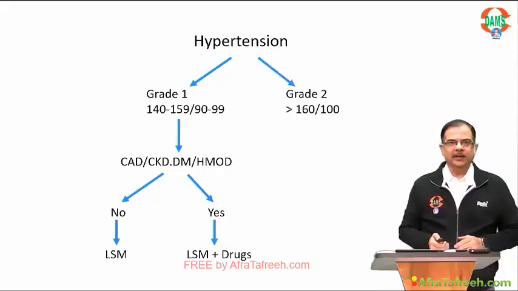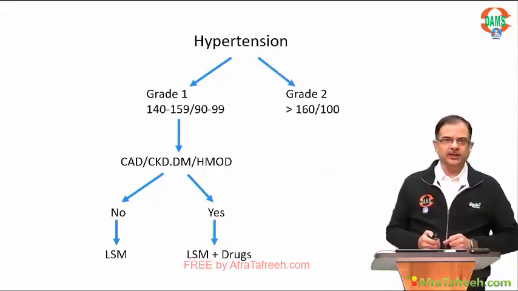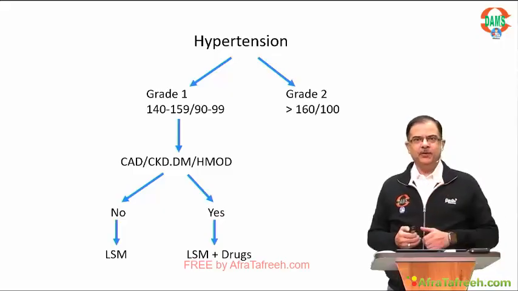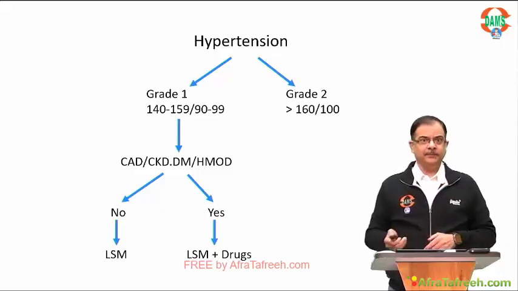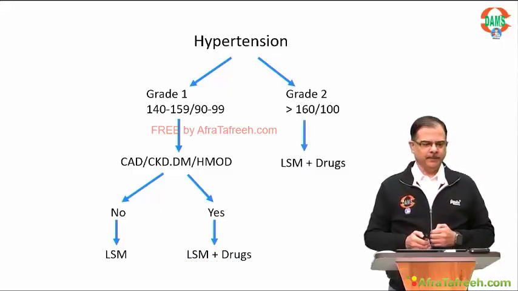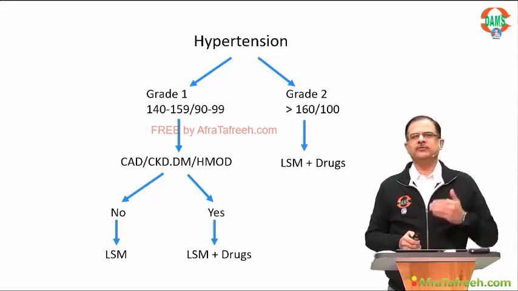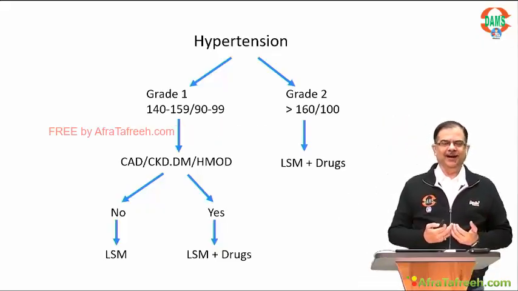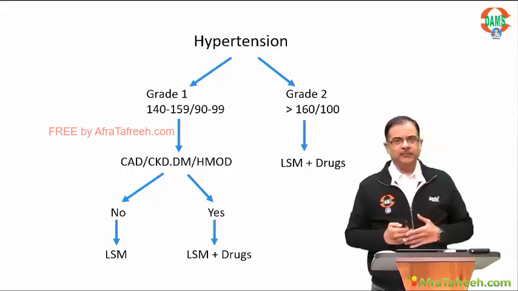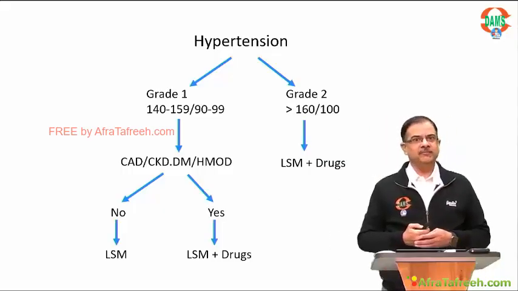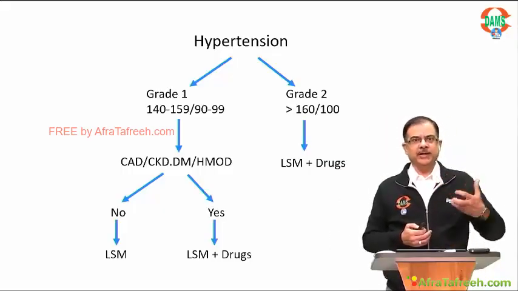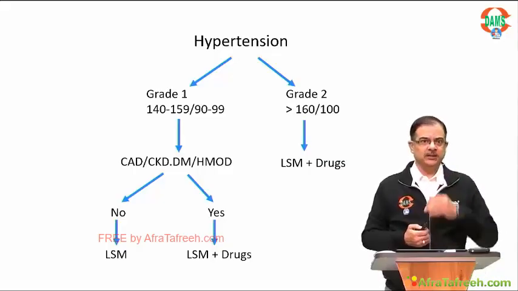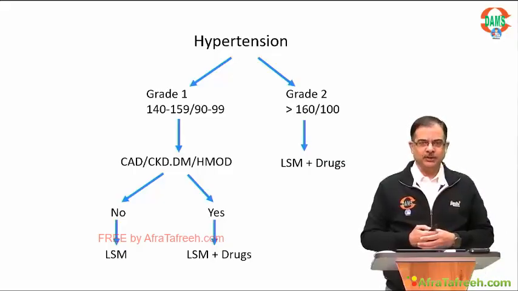While if grade 2 hypertension is there, that is BP of more than 160 by 100, straight away go for lifestyle modifications and drugs. So this is a simplified protocol for managing a case of hypertension. You have to supplement this with the pharmacology, so different types of drugs, their side effects, mechanism of action.